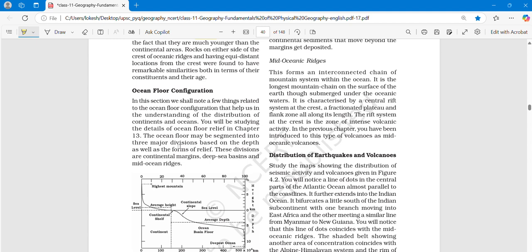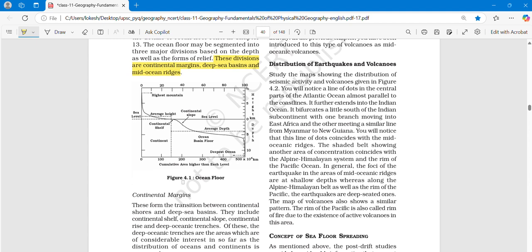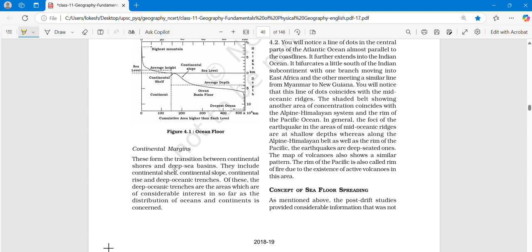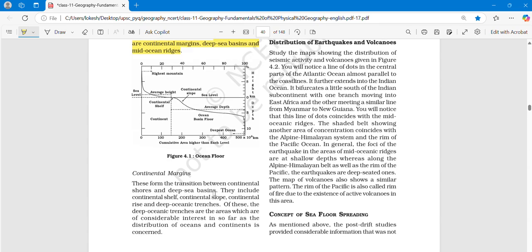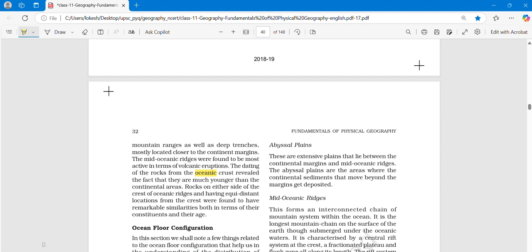The ocean floor may be segmented into three major divisions based on depth as well as forms of relief. These divisions are continental margins, deep sea basins, and mid-ocean ridges. Continental margins form the transition between the continental shores and deep sea basins. They include the continental shelf, continental slope, continental rise, and deep ocean trenches. These deep ocean trenches are of considerable interest in so far as the distribution of oceans and continents is concerned.